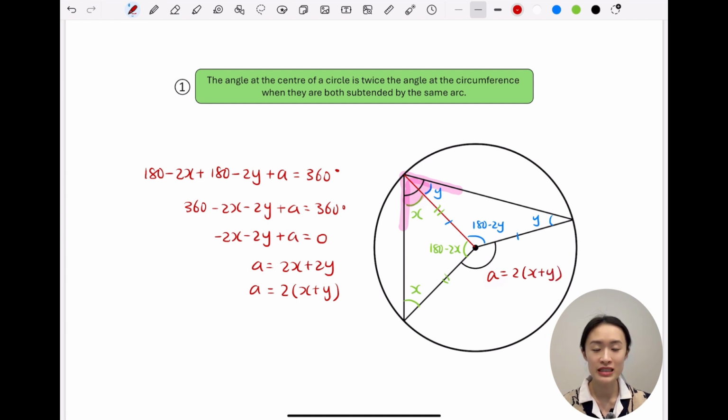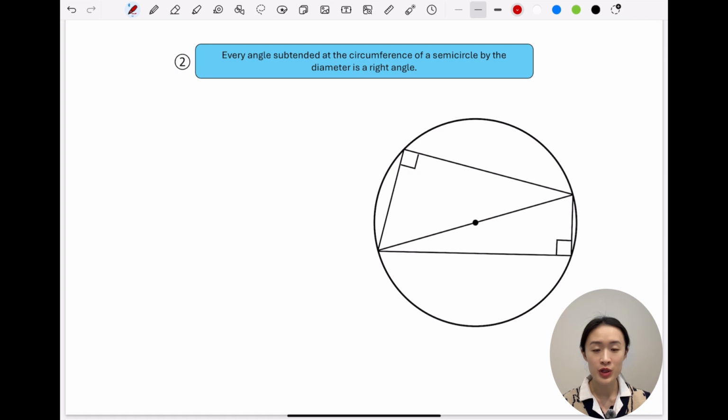Okay, so now moving on to the second one. Now, this is a very useful one, but really it comes from the first theorem. So this is saying that the angle at the circumference subtended by the semicircle will be 90 degrees. This is because this diameter is 180 degrees. And the angle at the circumference is a half of the angle at the center. Therefore, the angle at the circumference is 90 degrees.